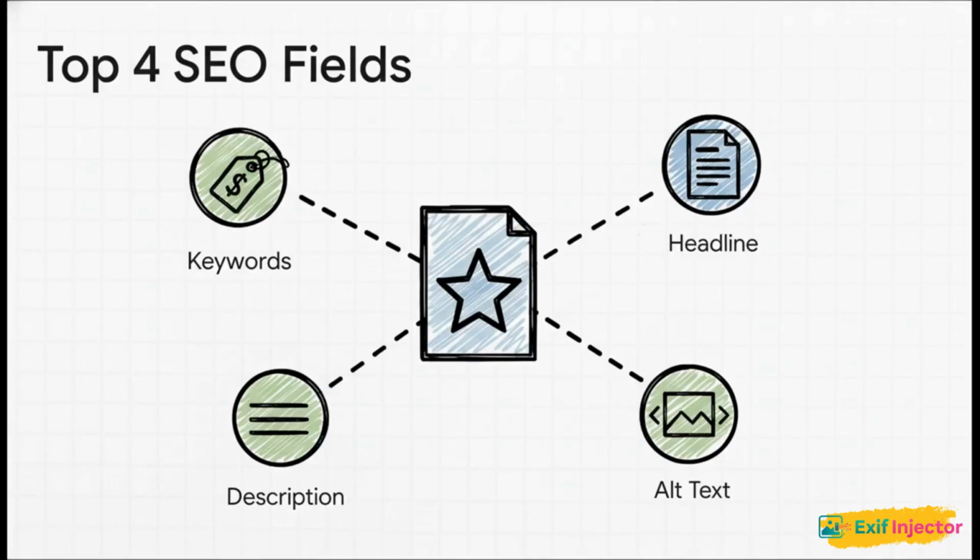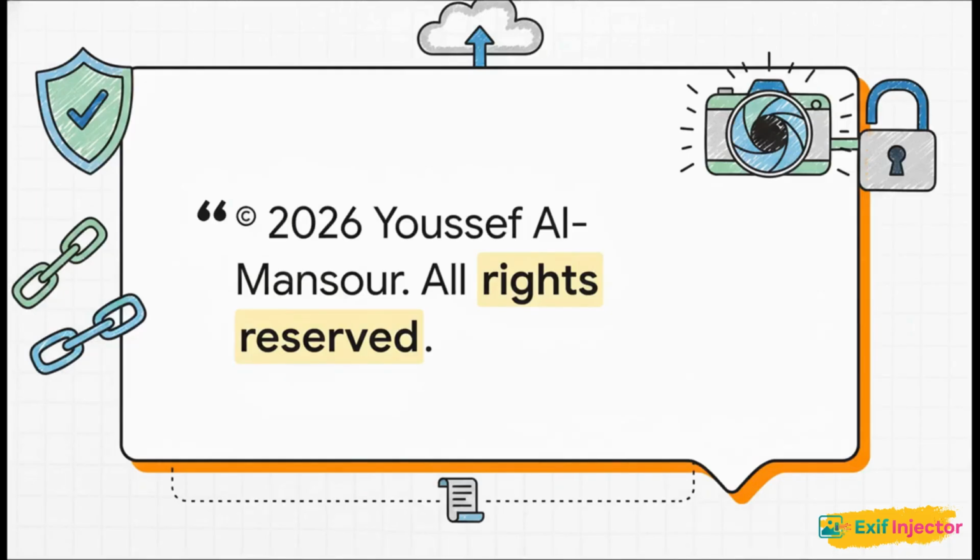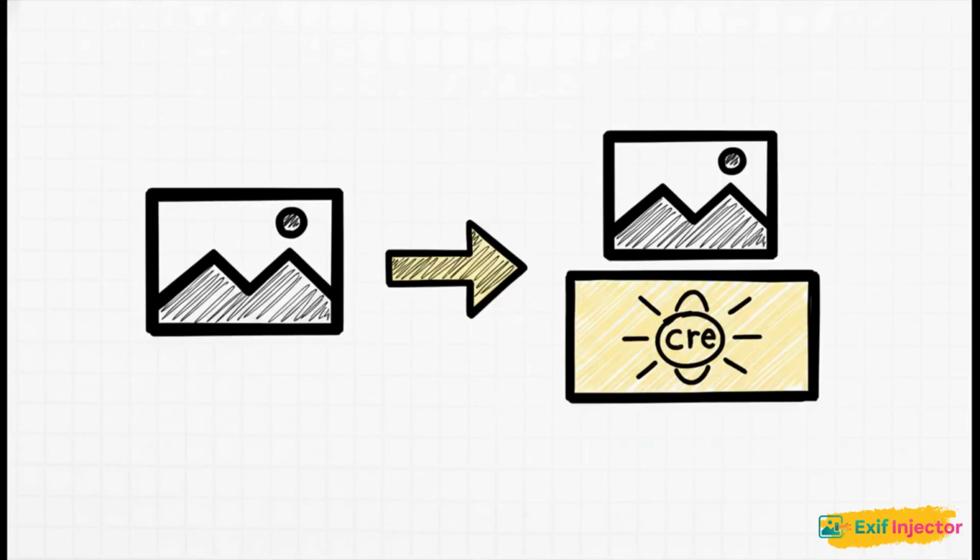So if you want that SEO boost, you gotta focus on these 4 fields. They're the most important ones. And it's not just about SEO. That little copyright notice, it unlocks Google's licensable badge. Huge. So let's break it down.